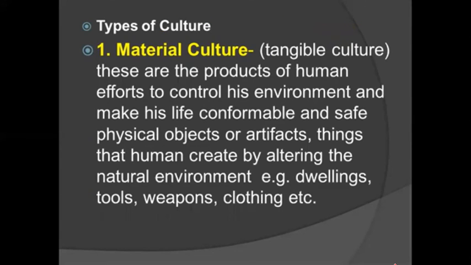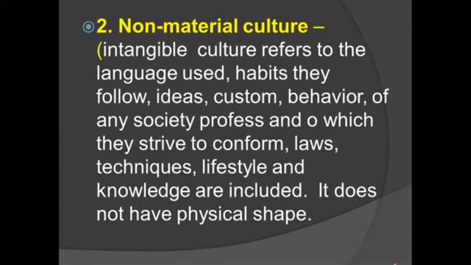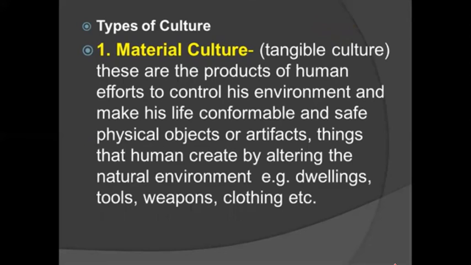Okay, we have the types of culture: the material culture and the non-material culture. In a material culture, it means it is a tangible culture. These are the products of human efforts to control the environment and make life comfortable and safe. They are physical objects or artifacts, things that humans create by altering the natural environment: dwellings, tools, weapons, clothing, and so on. Material culture is tangible, meaning, can you touch it or not?